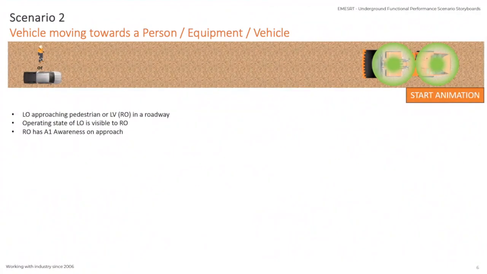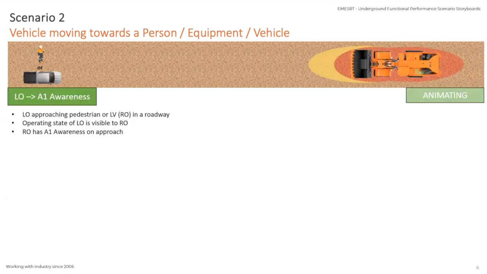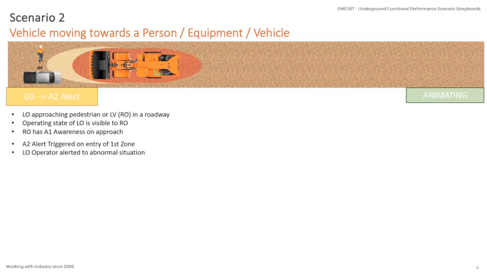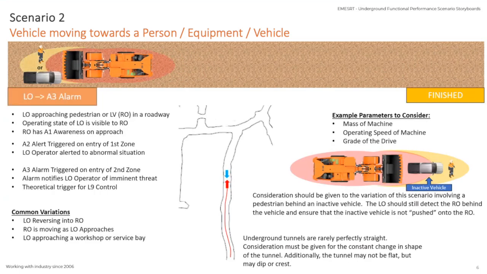Now, if we move to scenario 2, we've got our vehicle moving towards an object. So on the right-hand side, we've got our loader in this particular case, and that loader is going to be approaching the LV or pedestrian on the left in this particular example. So as that loader approaches, they should have their A1 awareness on screen. So they should have their situation awareness in general. If they get too close, they get their A2 alarm. And then if they continue forward, they get their A3. Fairly straightforward, fairly simple, but there's a couple of nuances with it that we're going to go through.